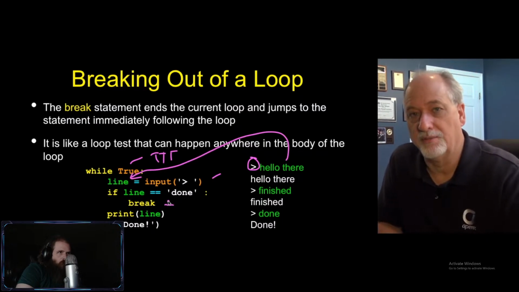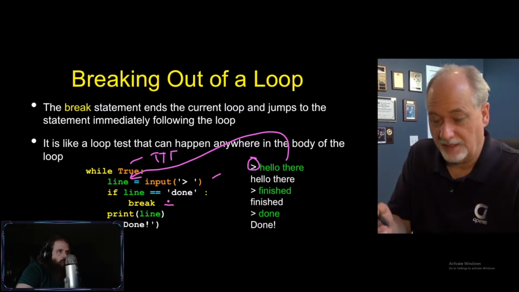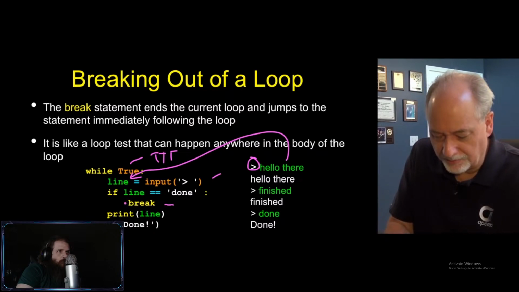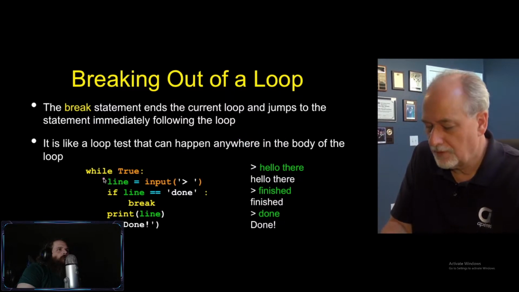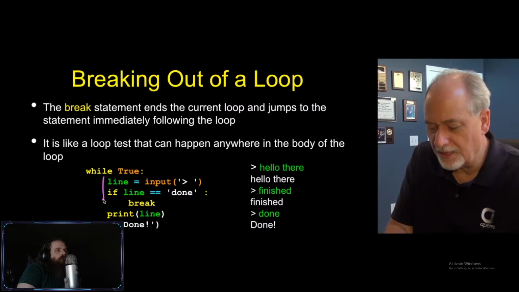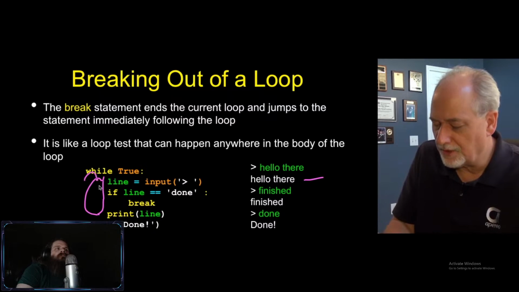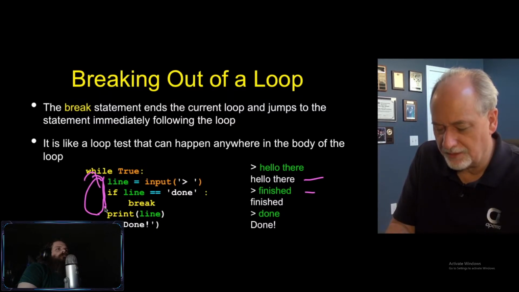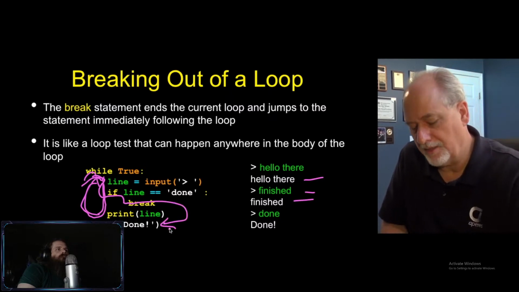Now break is an executable statement, and if you hit the break, it exits the innermost loop out to the place beyond the end of the loop. So when this runs the first time, and we say hello there, line is not done, so it prints it. So it prints out hello there, and then goes up. And then we type in again, we type finished, and so it's not done, so it prints it. So now comes that print statement. And then we type in done, and now this becomes true. And it comes out and runs the code beyond the end of the loop.